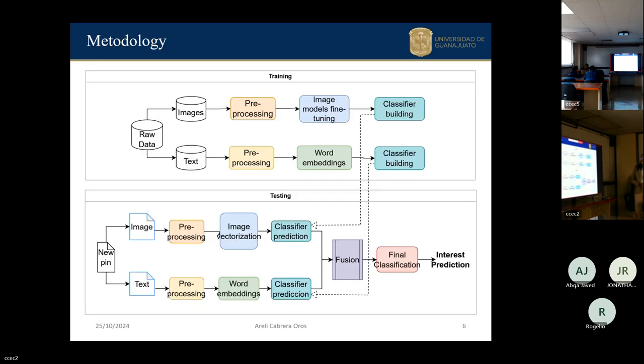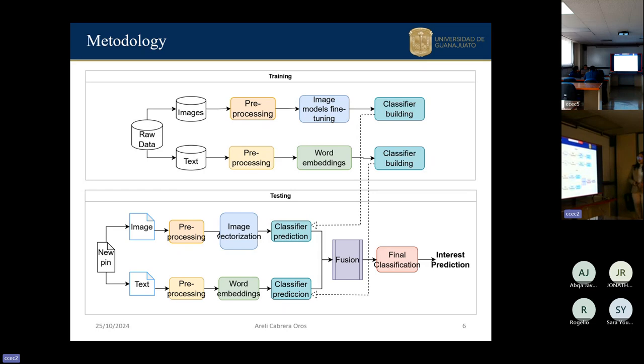Our methodology is divided into training and testing. We first take our raw data and divide it into image and text. Next, we make a pre-processing step for adapting the data to the respective models. For image, we consider 6 different current deep learning models. And for words, we use word embeddings. The output of these models is a feature vector that works as an input for our classifier. Our classifier will be optimized with a series of parameters that we'll discuss later.